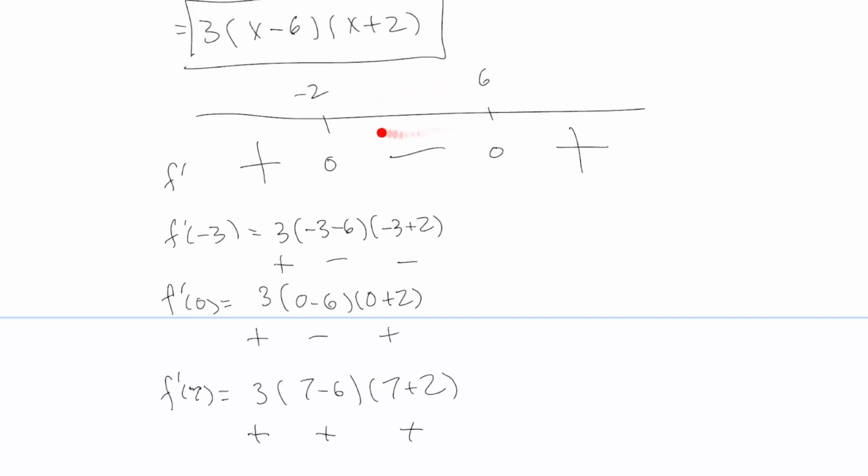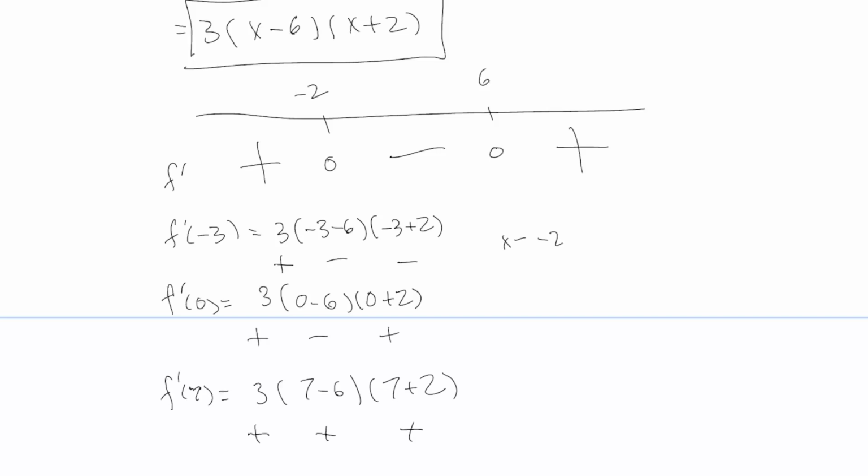Yeah, and then in the middle, I pick 0, just because I like 0, and then over here, I pick 7. Thank you. Yep. Anyway, what's my final answer? The whole point of doing all of this for the signs is to be able to say for these numbers, are they minimum or maximum?